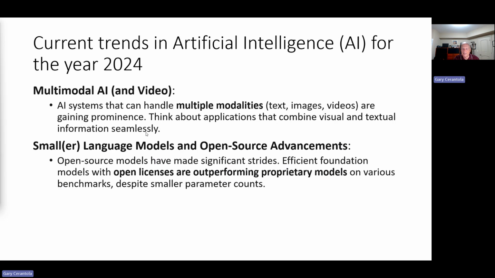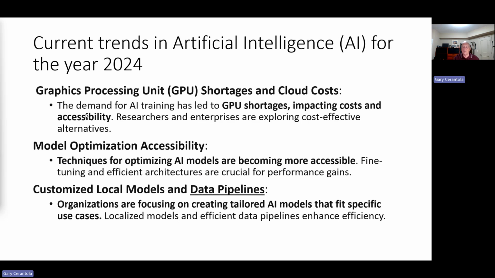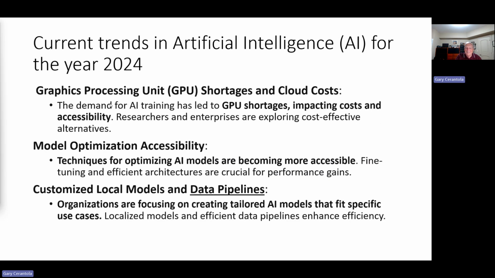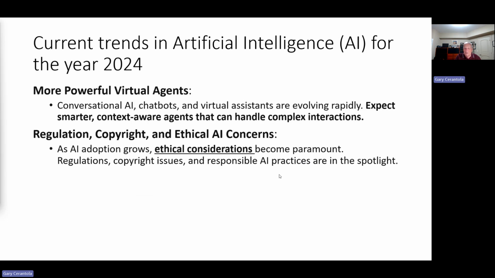The different applications to be aware of: multimodal AI, multiple modalities, text, images, videos, smaller language models, graphic process. So understand, all right? So even in our smartphones, once we start using additional AI, we're going to need additional computer capacity, all right, to be able to do things. And here's one key one around customized local models and data pipelines. That's going to become the thing of the future that's really important.